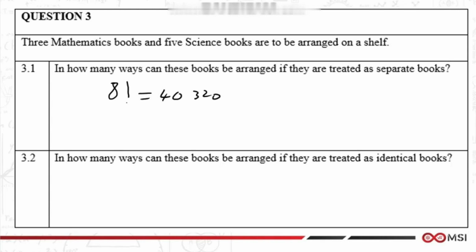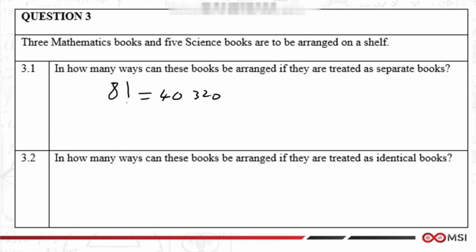Question 3.2. In how many ways can these books be arranged if they are treated as identical books? Meaning that if we have 3 mathematics books, say Oxford books, they are all Oxford books. If they are Platinum books, they are all Platinum books. For science, if we have Brink and Jones, all of them are Brink and Jones. So all books of the same subject are treated as identical.